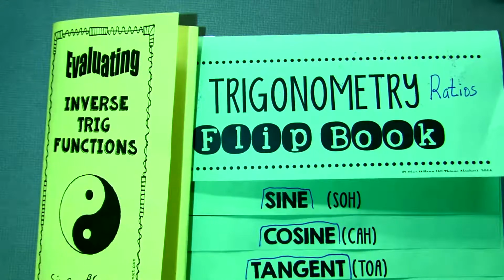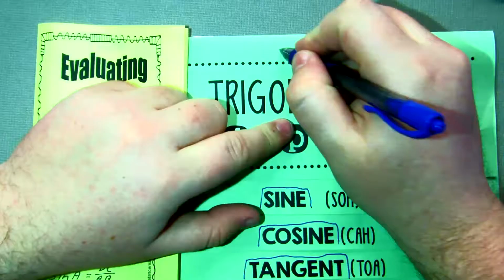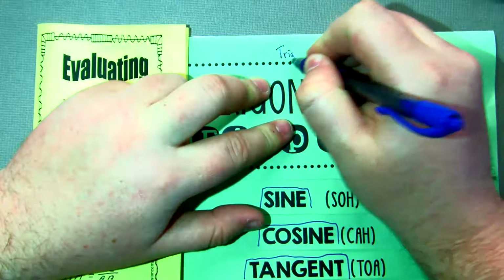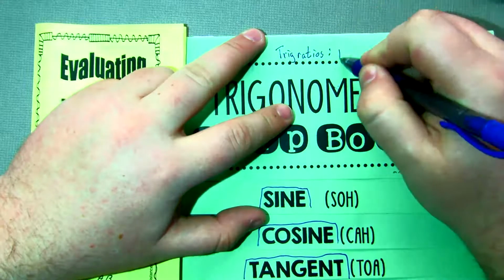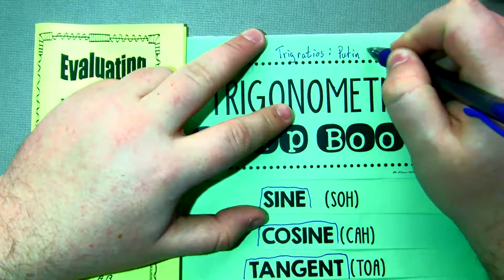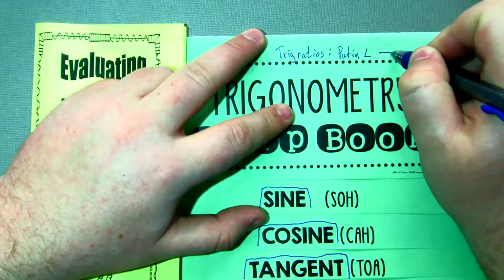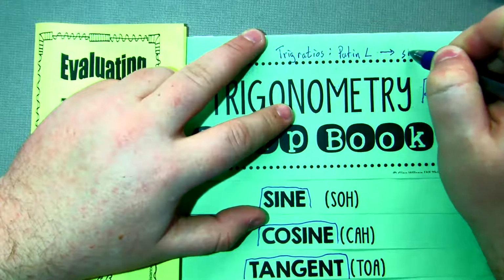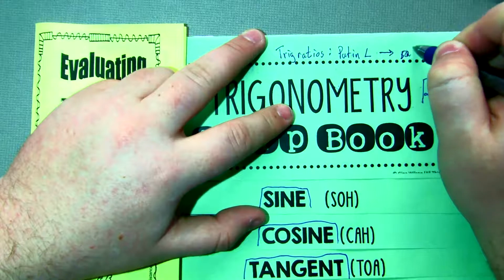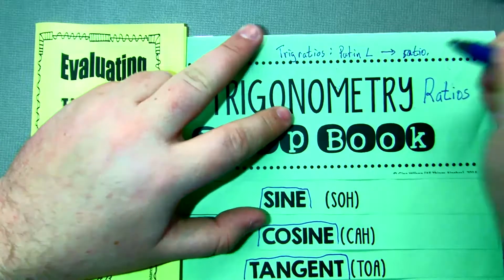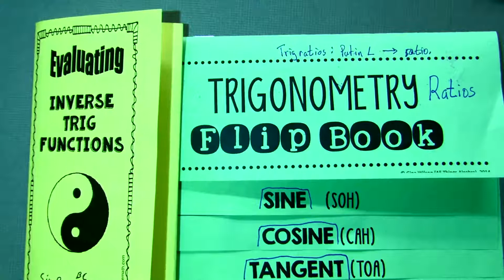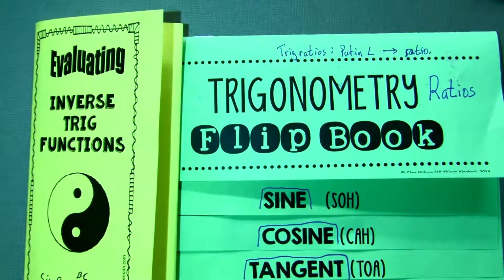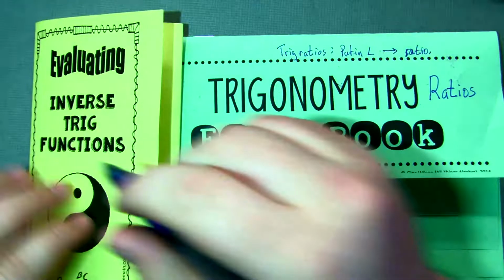And with our trig ratios, we put in an angle, and it spits out a side. Or sorry, it spits out a ratio. Today, we're going to learn how to reverse our trig functions. And to do that, we are going to talk about inverses.